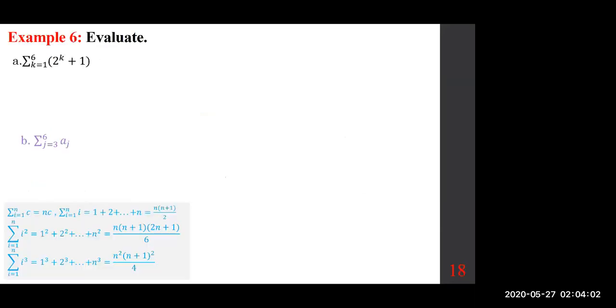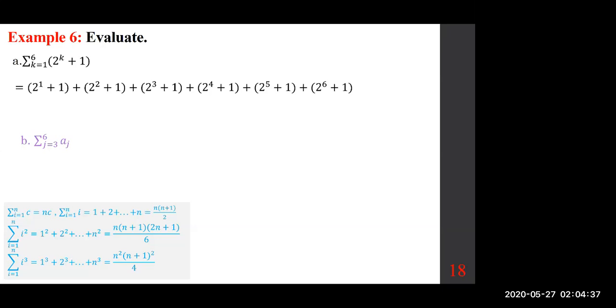Let's start with the very simple example, part A. We want to evaluate this, and it's important for everyone to know the meaning of this. The meaning is we are going to raise 2 to the power of k plus 1, starting with number 1, and we're going to go to number 6. That means 2 to the power of 1 plus 1 plus 2 to the power of 2 plus 1, all the way to number 6. So this is the meaning of the summation.